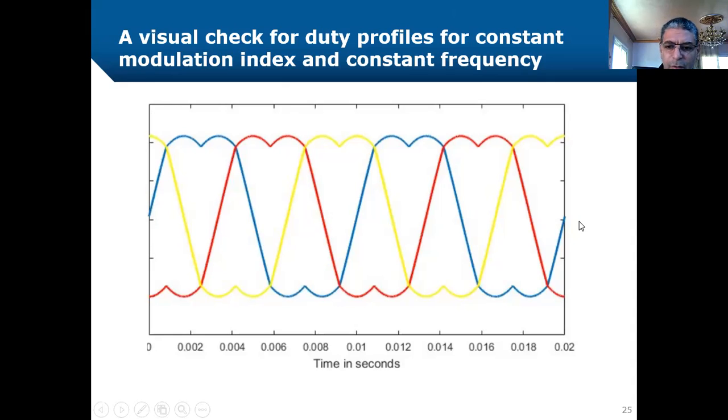The case of the line voltage, which is 2 phases subtracted from each other. For example, VAB, line AB is VA minus VB. Then the third harmonic components cancel each other, and we get a line voltage that is a perfect sinusoid.